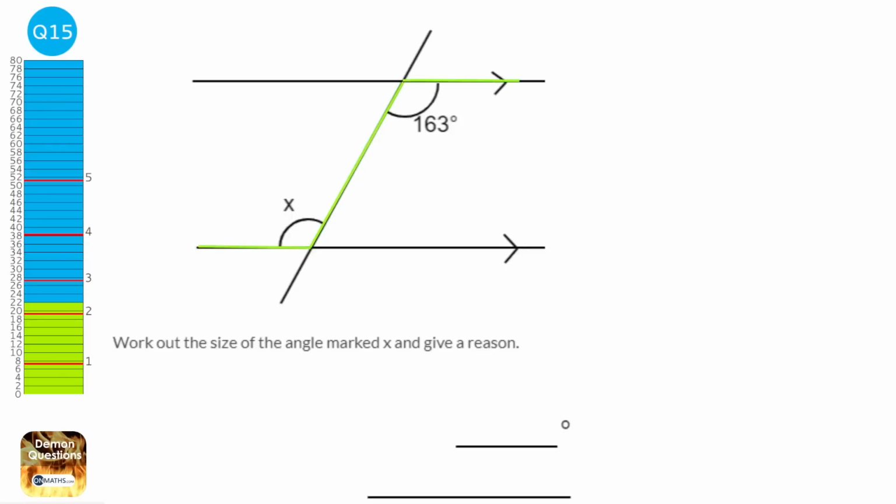Here we've got angles on parallel lines, and if I connect the angles up, you can see that it kind of makes a bit of a Z pattern there. And we know that Z angles are always equal. So x will be just 163 degrees.